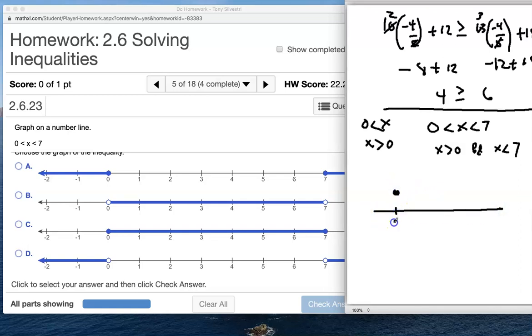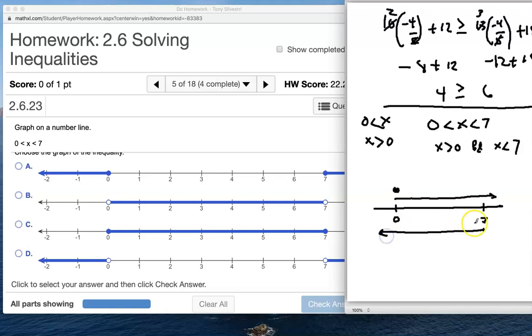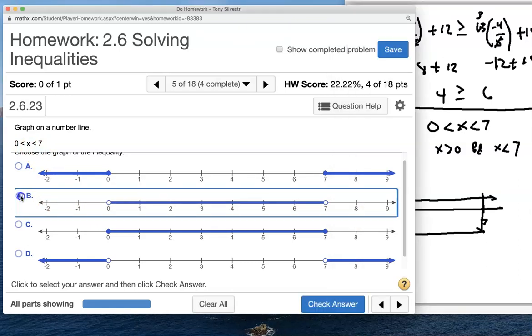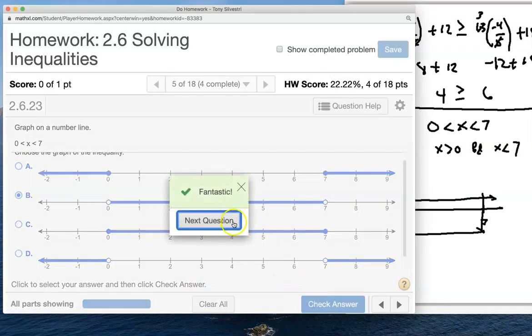Okay, here's 0. And here's 7. I want numbers bigger than 0, and at the same time I want numbers less than 7. The only region that really fits the bill is this region right here, the numbers in between. Okay, that's the only region. And I wouldn't even consider C because there's no equals on these numbers here. So I'm going to go with the hollow lines here, right there. Check your answer. Fantastic.